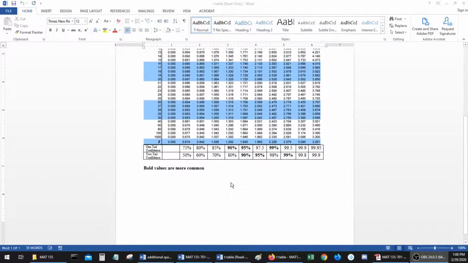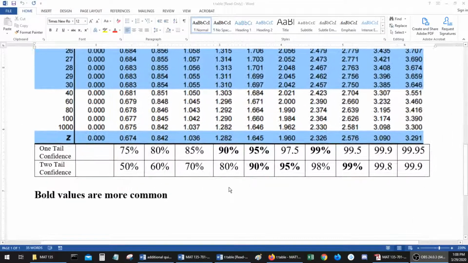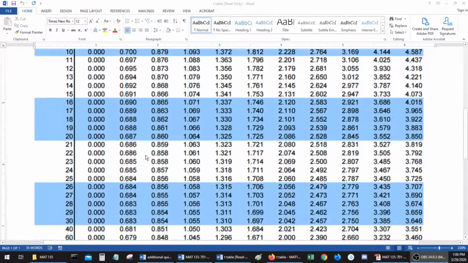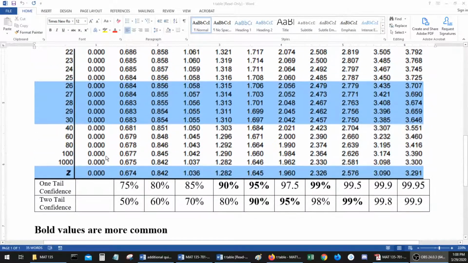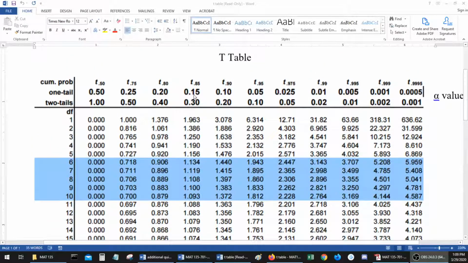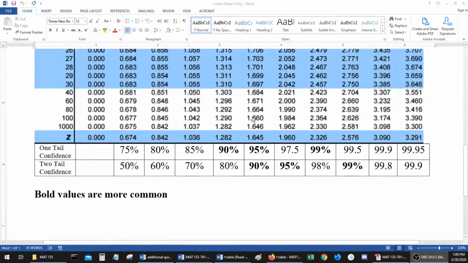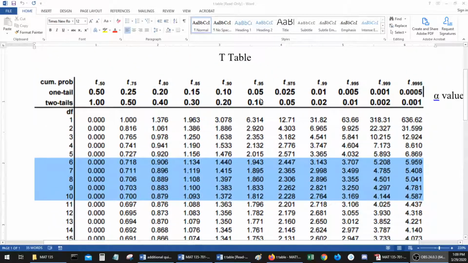Okay, so here's our t-table. You'll notice down below I've added these two columns to make things nice for us. Bold values are more common. If you remember, we were doing two-tail because all confidence intervals are two-tail. So two-tail 90%, and we're going to be looking at this column right here. You can also look at the alpha values up here, which we'll talk about later. So two-tail, 90%. We're looking at this column right here.